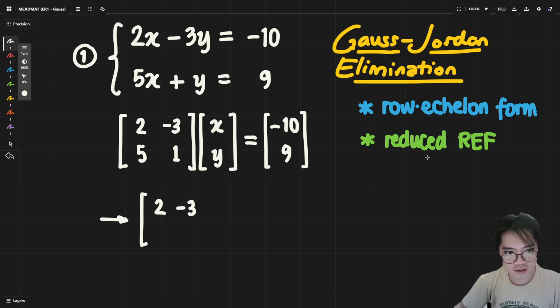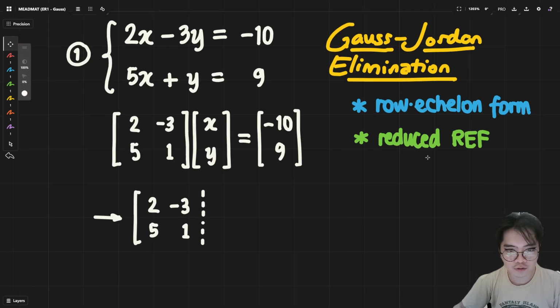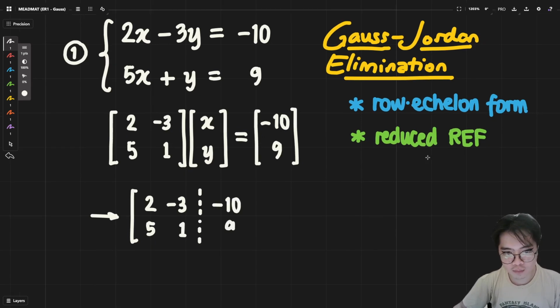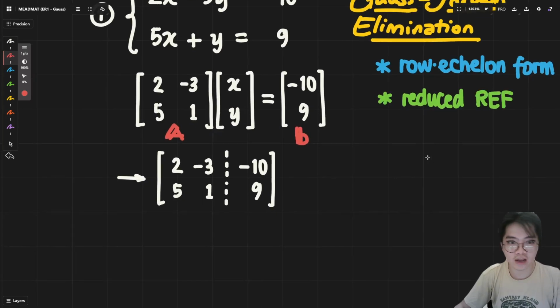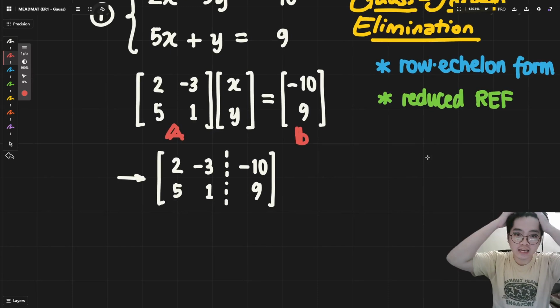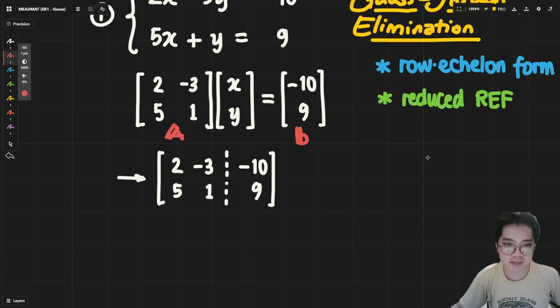Basically, you're going to make this X and Y disappear. You're going to create this extra long matrix, which is just the combination of your A and your B matrices. What is the row echelon form? Or basically, what is the stopping point? When do you know that you have gotten to an answer that is legible, that is intelligible?